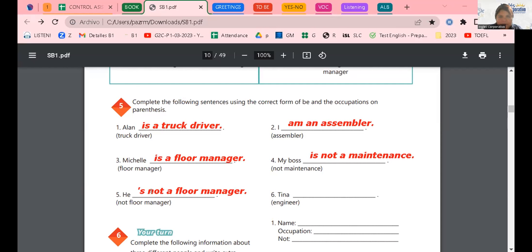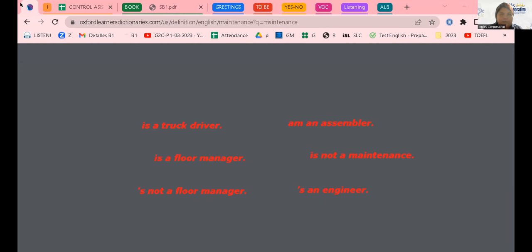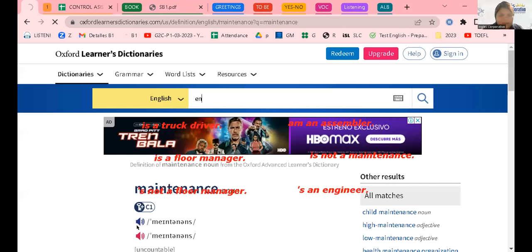Acá lo fuimos haciendo en formas largas, pero también lo podemos hacer contractado. Tina. Is an engineer. Tina's an engineer. Repeat that. Engineer. So let me, hold on. I'm going to play that word for you. Vamos a ver, se la voy a poner acá para que la escuchen más cuidadosamente. Just hold on. Vamos a ver que cargue ahí. Okay. Aquí teníamos la otra. Vamos a reproducirla.